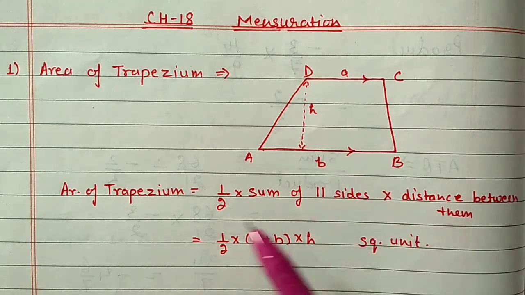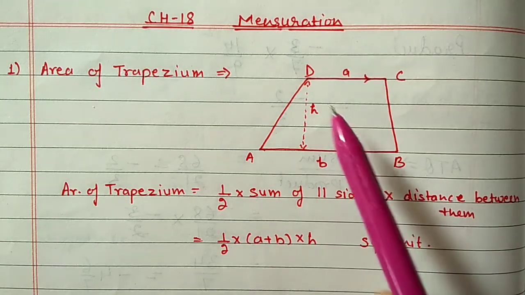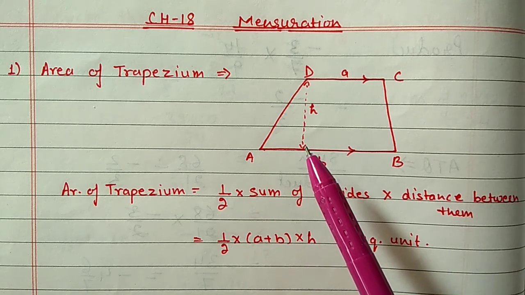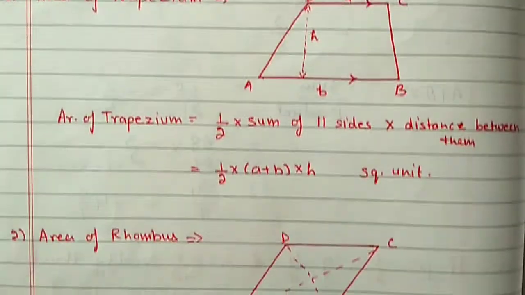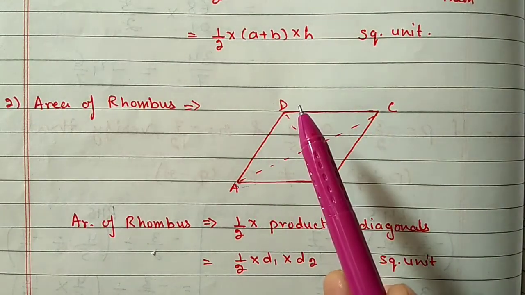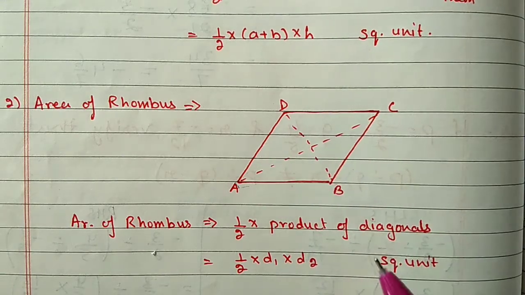So for this you can use formula half the sum of parallel sides into the distance between them. Distance means we will take the perpendicular distance which we can call as height also. Second type of figure you will get is a rhombus. Rhombus is when all the four sides are equal and opposite sides will be parallel to each other.